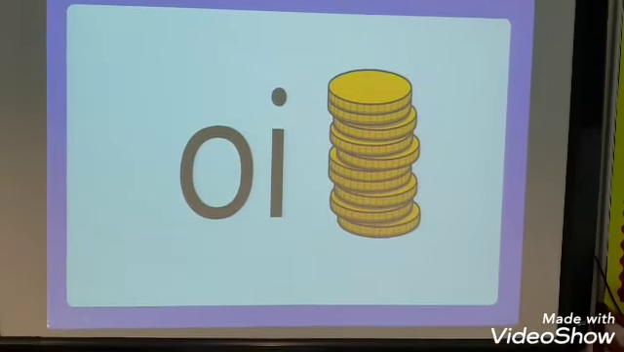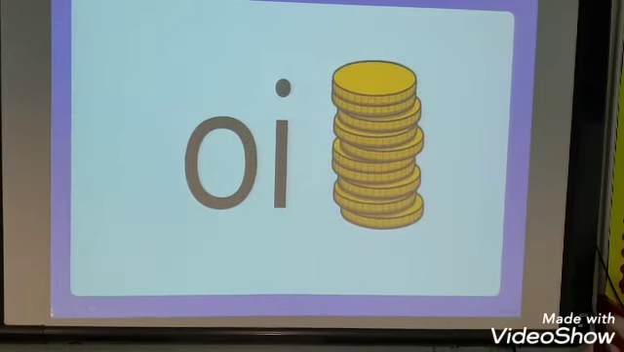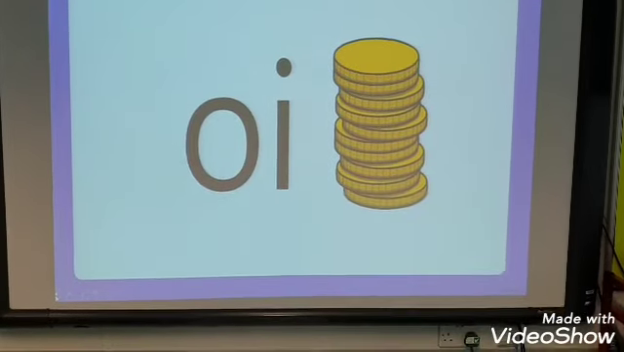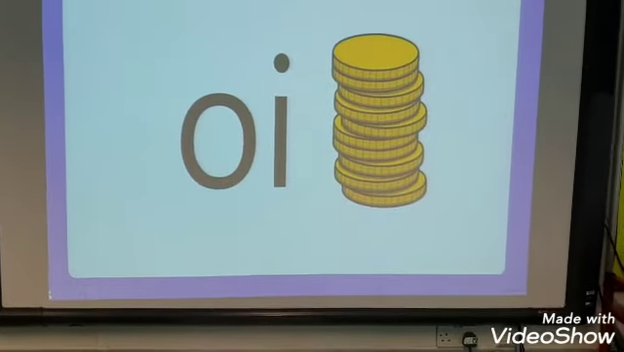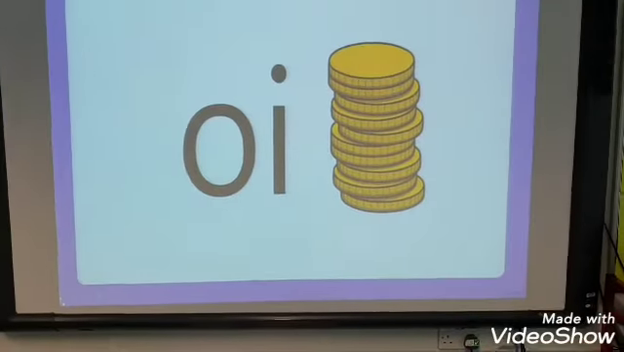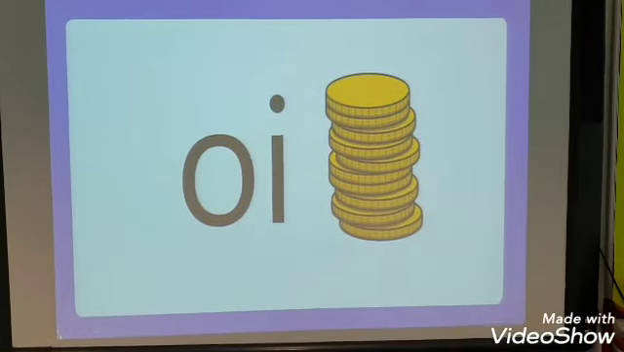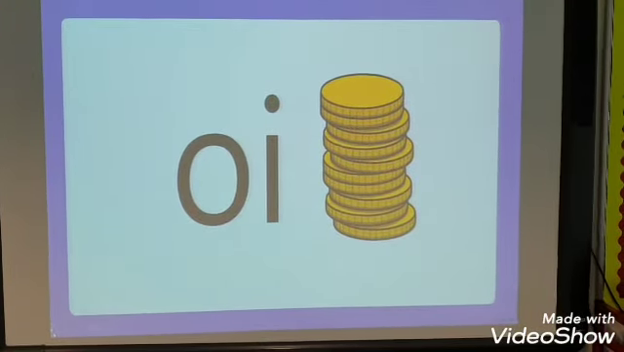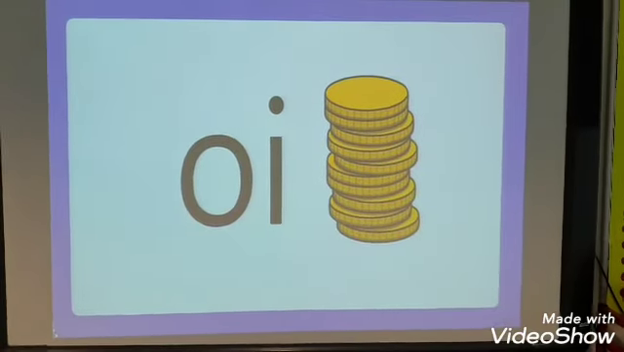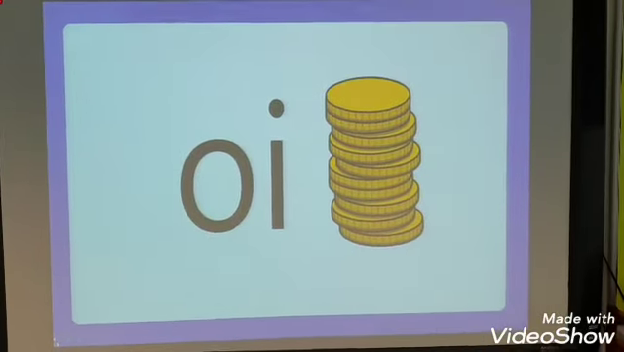Your next word is point. Point. My friend was pointing her finger. Point. Please don't point. And the last word with the oi sound is join. Join. Can I join you? I want to join in with your game. Join. Can you join these bricks together? Join.